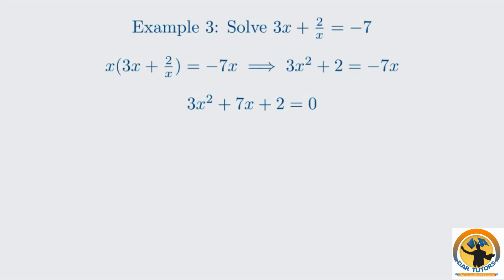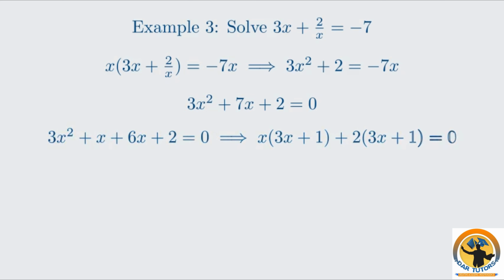We need two numbers that multiply to 3 times 2, which is 6, and add to 7. Those numbers are 1 and 6. We can rewrite the middle term, 7x, as x plus 6x. Then we factor by grouping. This gives us the factored form. The quantity x plus 2 times the quantity 3x plus 1 equals 0. Applying the null factor law, we find the solutions are x equals negative 2 and x equals negative 1/3. Neither of these is 0, so they are both valid solutions.